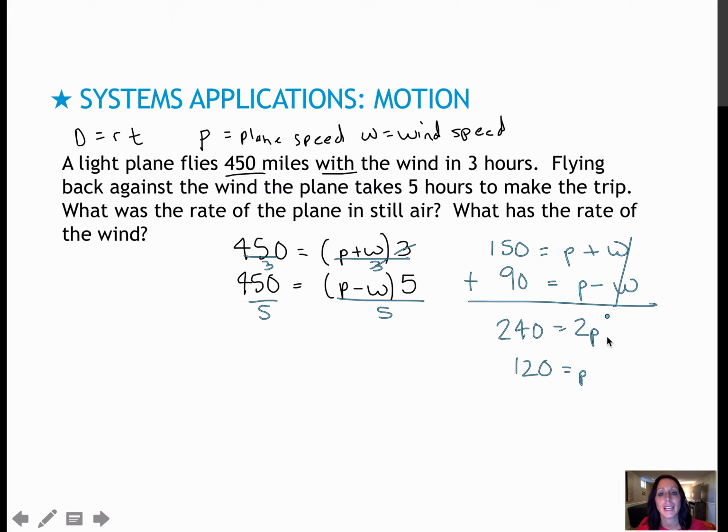Meaning the plane is going 120 miles per hour. And then the wind, I would find, again, this is the easiest one. So 150 equals 120 plus W. Subtracting the 120, I get 30 equals W, which means the plane is flying 120 miles per hour and the wind is blowing at 30 miles per hour.